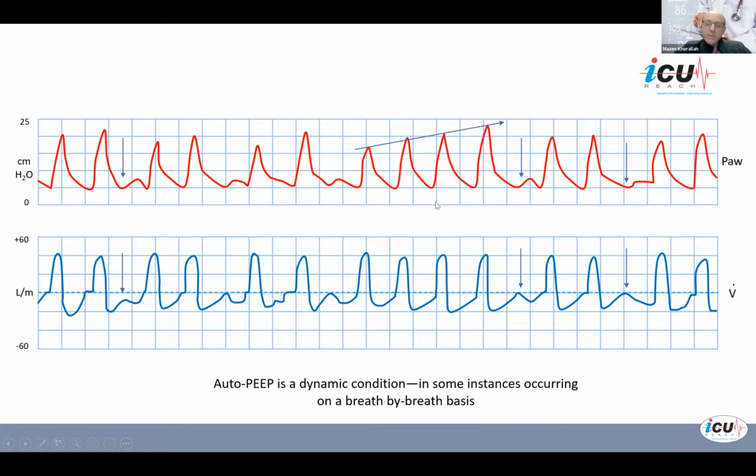More air in, not out. Or another breath is in, not completely out. You add this to the first air trapped, and then higher pressure, and then higher pressure, then higher pressure. And then you have effort here. The auto-PEEP was high enough that the patient was not able to overcome it. You need a much lower intrathoracic pressure drop in order to trigger the ventilator.